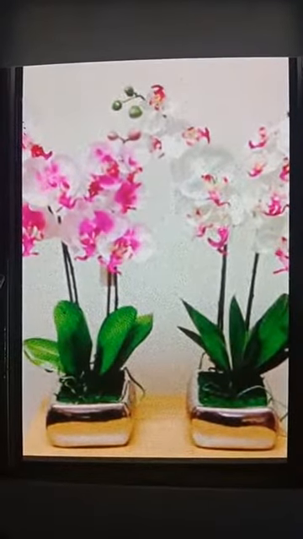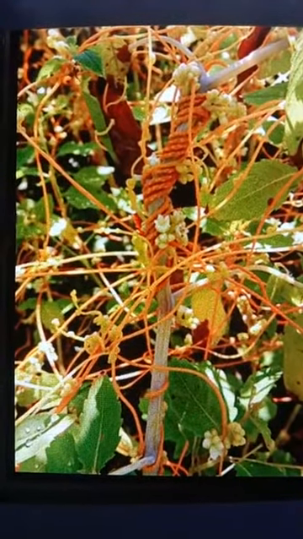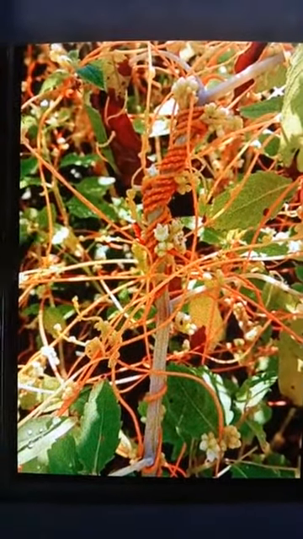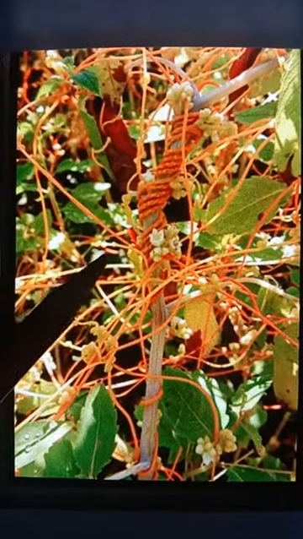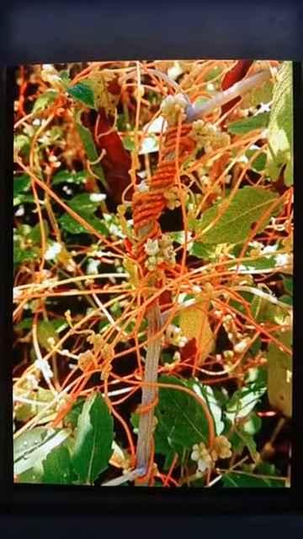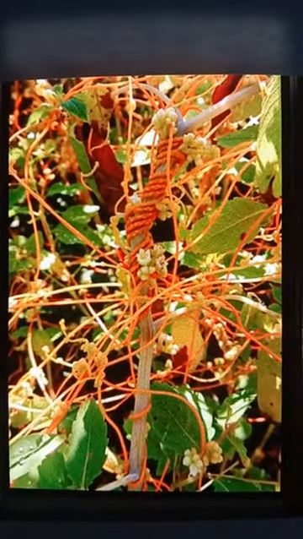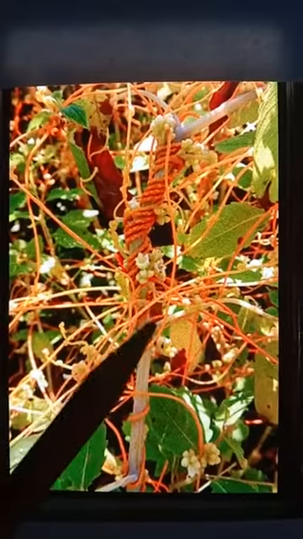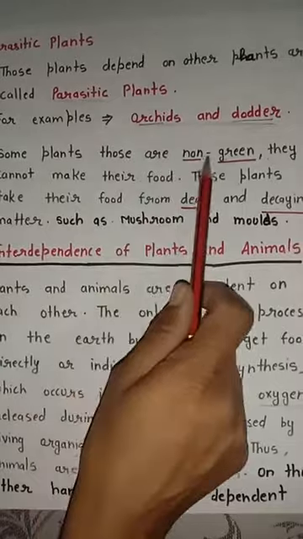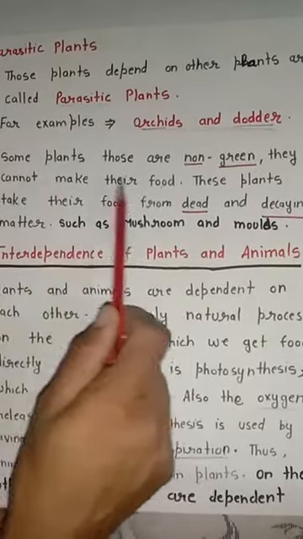Now, the next one is a dodder plant. It is also an example of a parasitic plant. Students, you can see a picture of the dodder plant on your screen now. It also is not able to prepare food. So this is a dodder plant, and that was an orchid plant. Both plants are examples of parasitic plants. Now, some plants are non-green, and they cannot make their food.